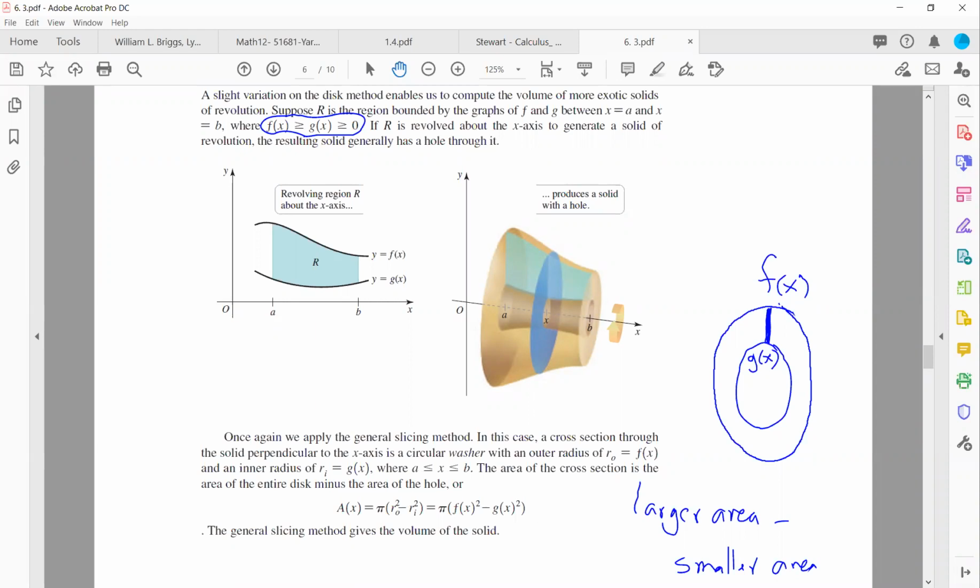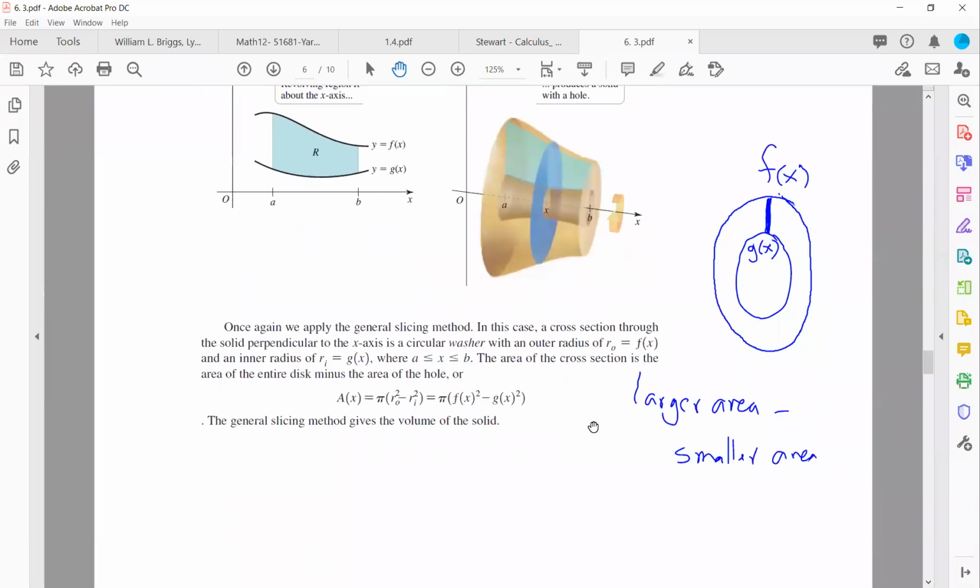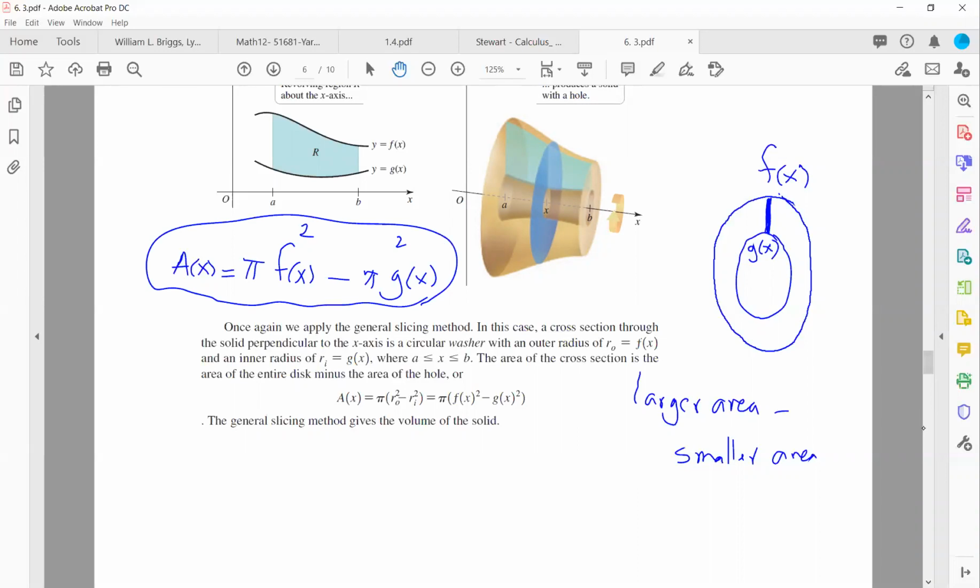So your area is equal to pi, the larger area minus the smaller area: pi f of x squared minus pi g of x squared. This is your new area.